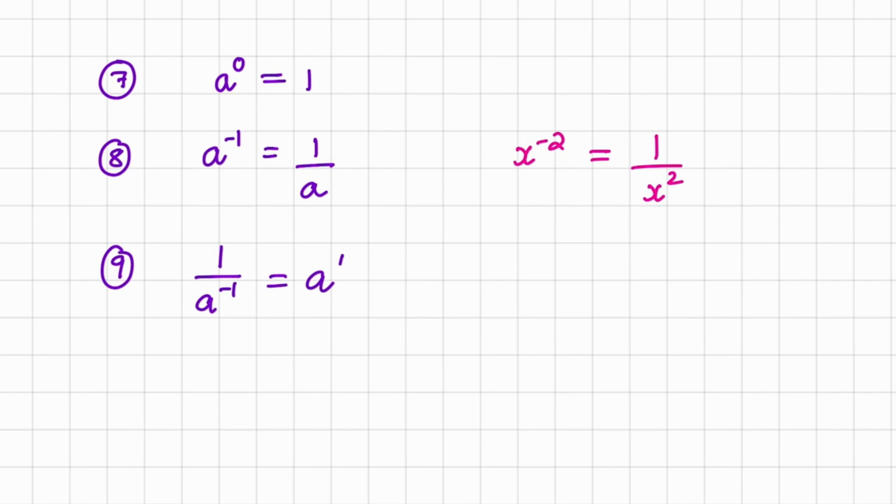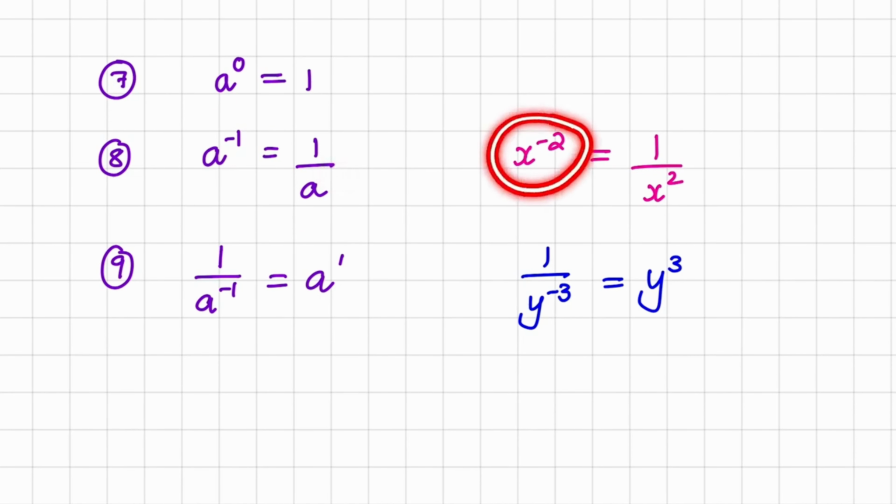So let's say, for example, I have 1 over y to the power of negative 3. That becomes y to the power of 3. So what we see is when we have a negative exponent, that creates a fraction. I could write 1 over the variable to make the exponent positive.